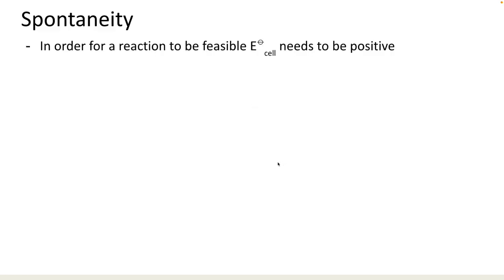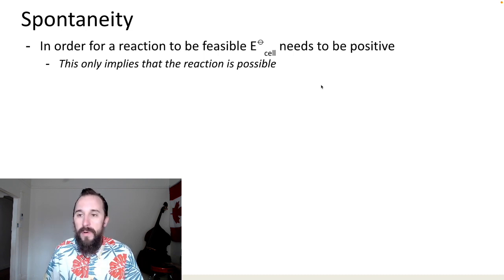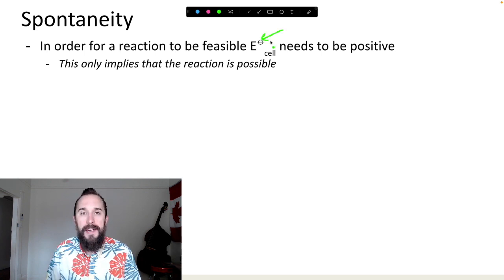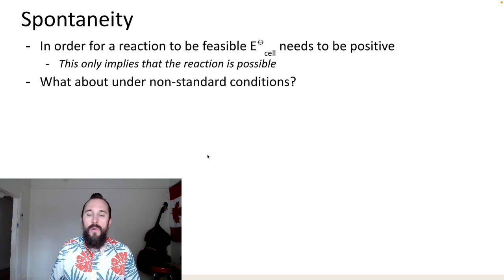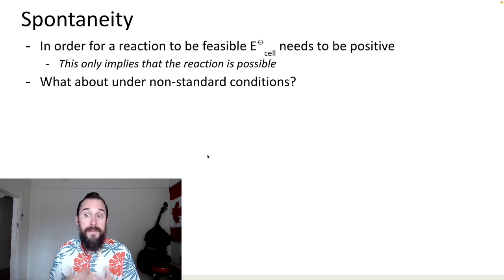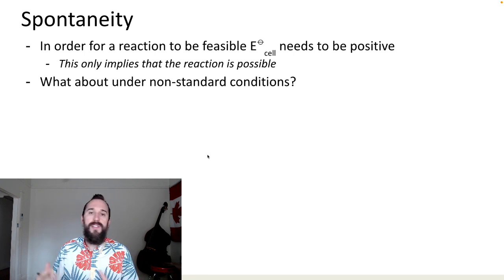So we've been talking about reaction feasibility in terms of our cell potential values, and we've been saying that it needs to be positive in order for the reaction to be feasible, but this only implies that the reaction is possible, and we've predominantly been looking under those standard conditions there. But last time we talked about non-standard conditions, the fact that these are redox equilibriums, so they're going to be influenced by the same factors that will affect any equilibrium: concentration, temperature, and pressure.